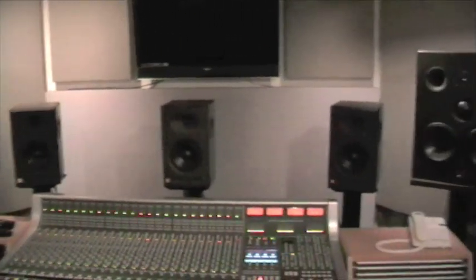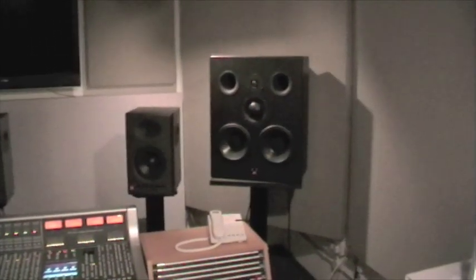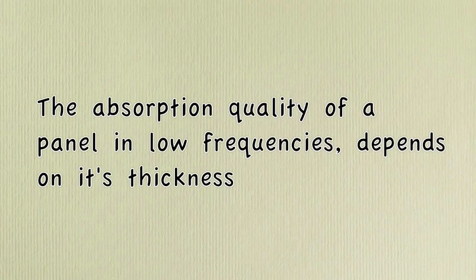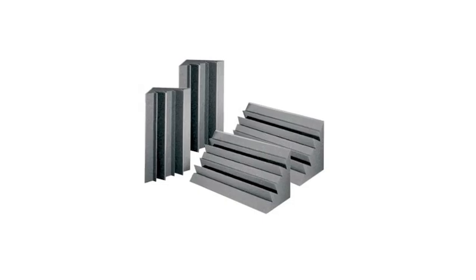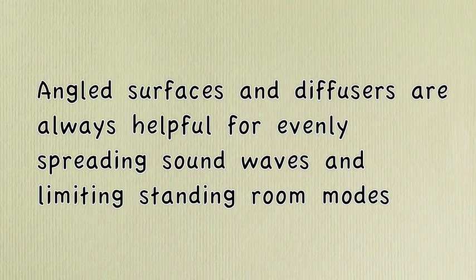In general, absorption panels are good for limiting medium to high frequencies when placed on the front hard surfaces of a studio. The absorption quality of a panel in low frequencies depends on its thickness. When extensive modal problems are apparent in a studio, broadband absorbers or bass traps are the answer. Angled surfaces and diffusers are always helpful for evenly spreading sound waves and limiting standing room modes.